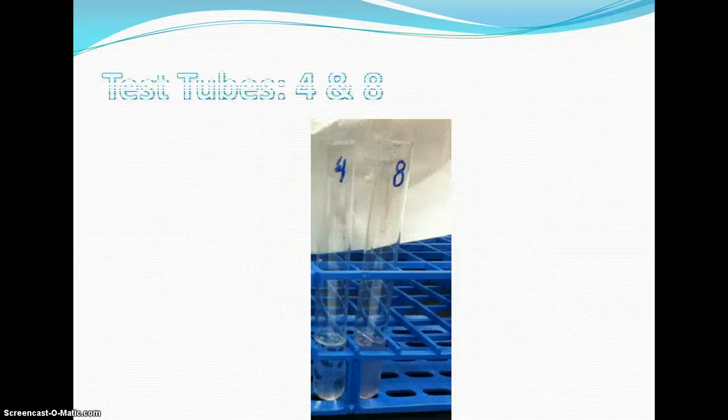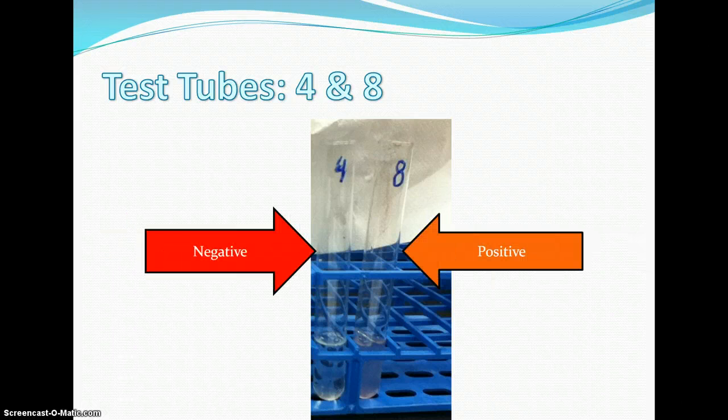Lastly, we'll compare test tubes 4 and 8. The BCA reagent that we use tests for proteins, and a positive test will yield a light lavender color. Now we can tell that test tube 4 was negative, while test tube 8 was positive. And this means that the bag did not contain proteins, but the beaker did.